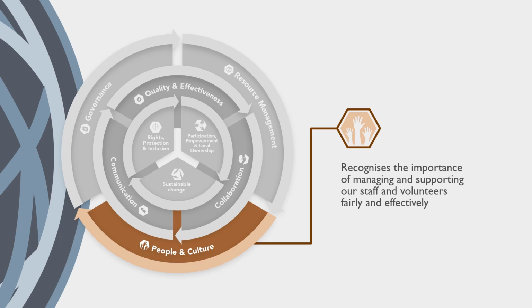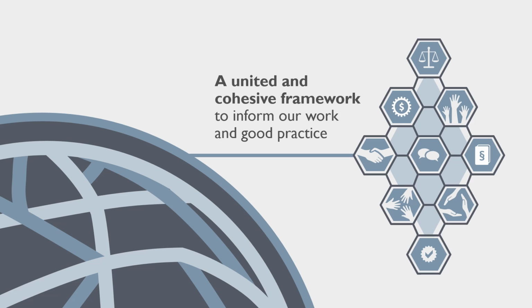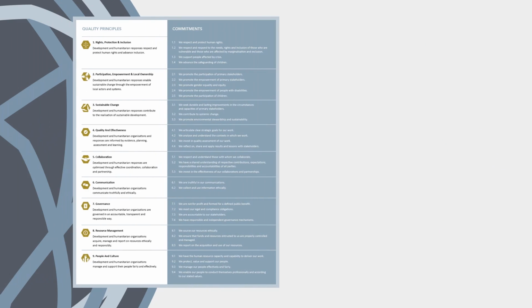The 9 quality principles of the code all link to and support each other. None of the quality principles in isolation will achieve effective development outcomes. Rather, it is the interrelated nature of the clusters of quality principles that forms a united and cohesive framework to inform our work and good practice. Now we will look at the 9 quality principles and their associated commitments.